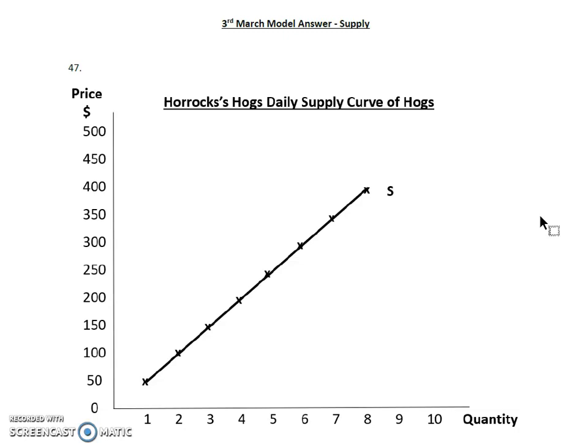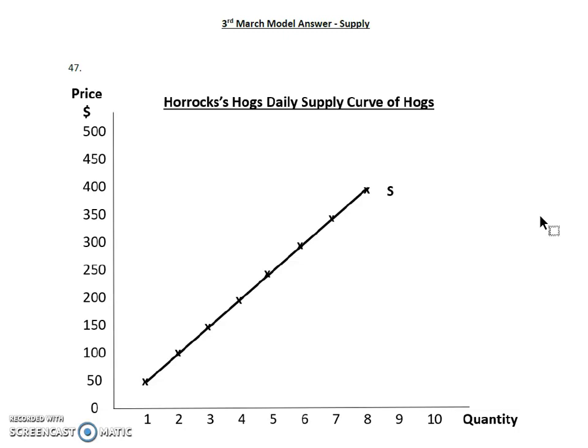We're going to kick off today by reviewing yesterday's activities, which were questions 47, 48, 49, and 50 from our workbook. So in front of you, you should see a PDF or an excerpt from a PDF, the top third of March model answer supply. And you'll see in the middle of your screen, Horrocks' hogs daily supply curve of hogs.